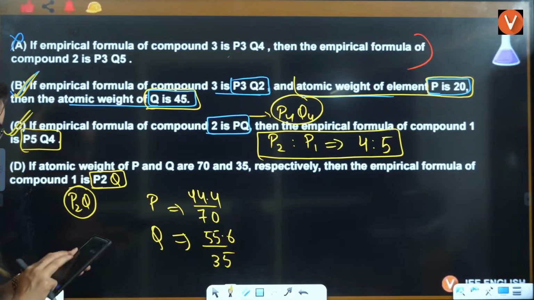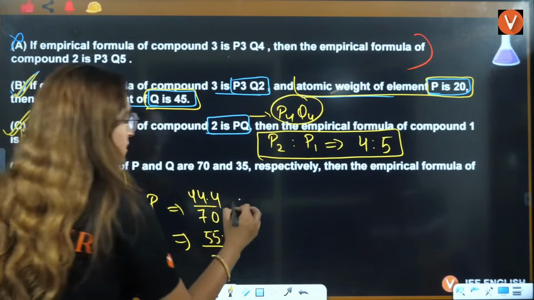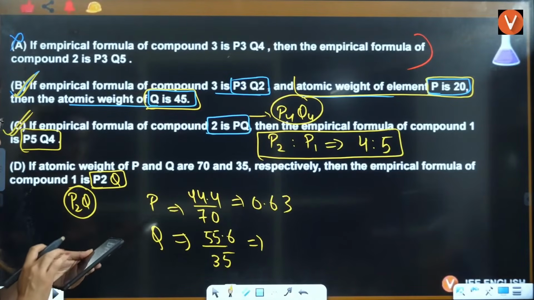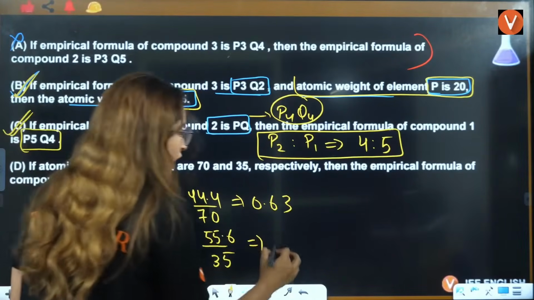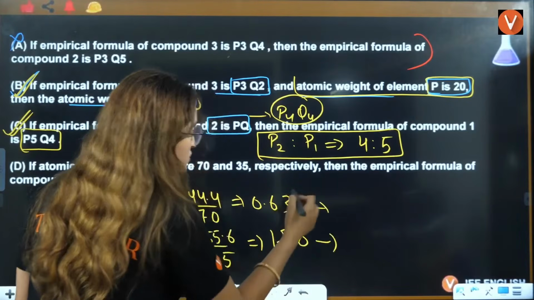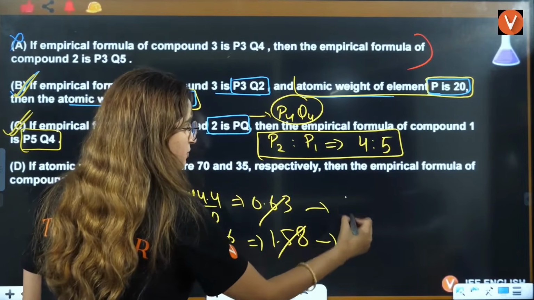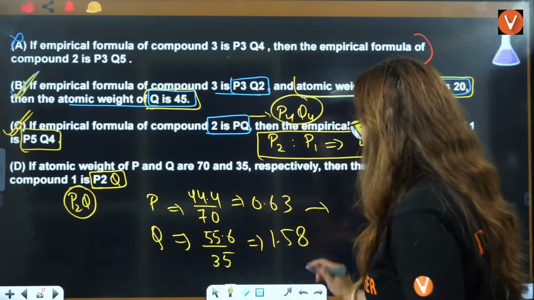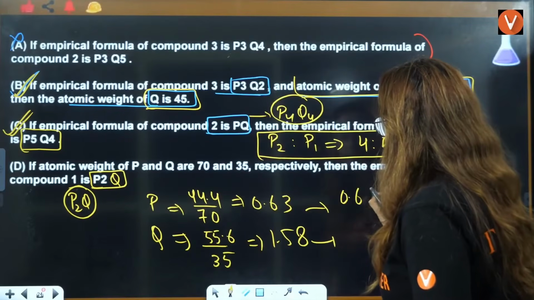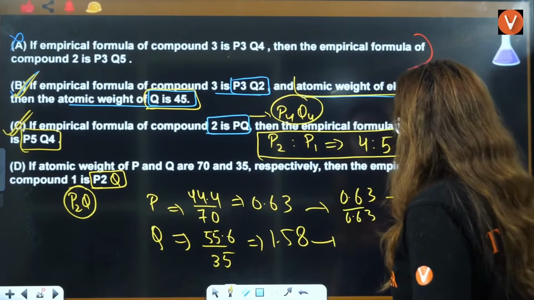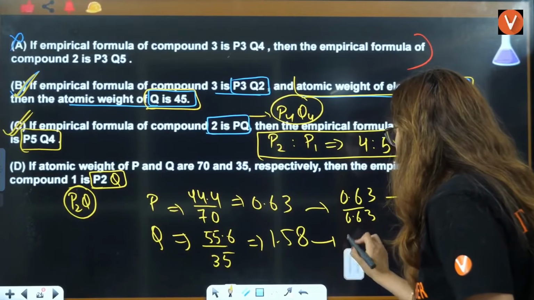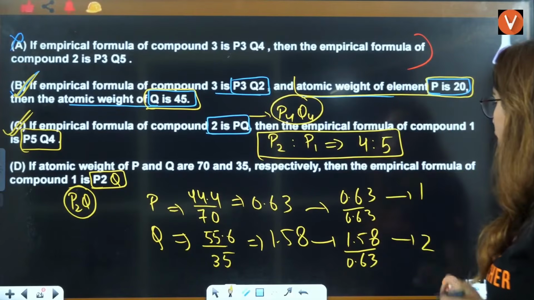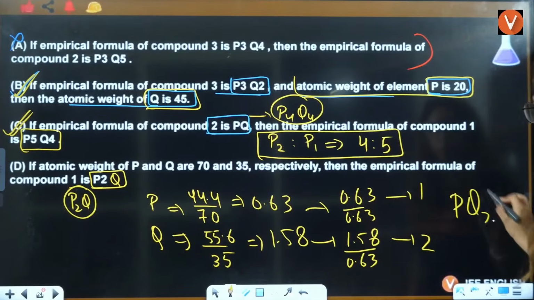44.4 divided by 70, that is 0.63, okay? And 55.6 divided by 35, that is 1.58, right? Can you see this is double of this, so it will be 1 and this will be 2, because 0.63 divided by 0.63 is 1, and 1.58 divided by 0.63 is nothing but 2. So the answer is coming out to be PQ2.